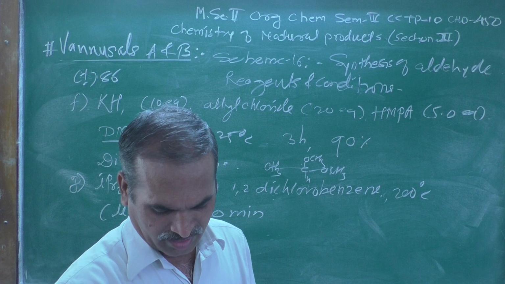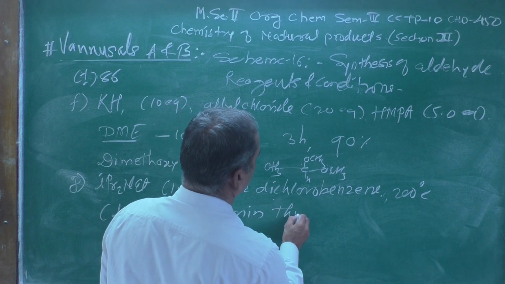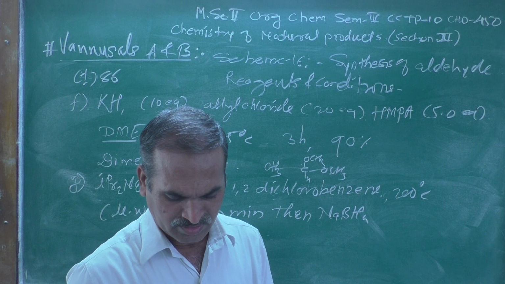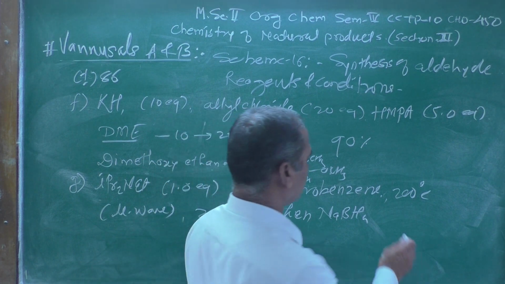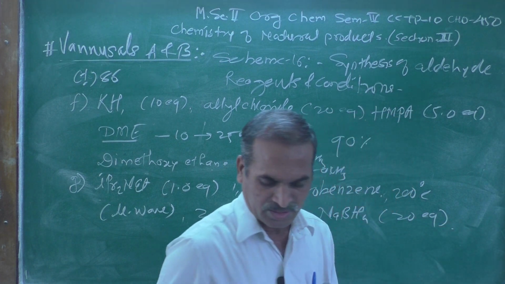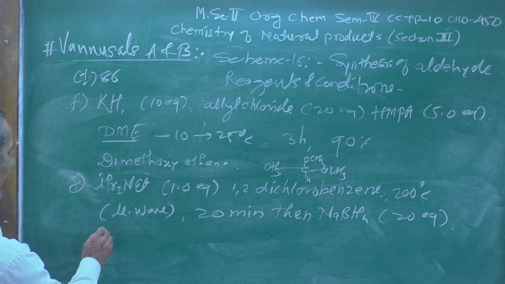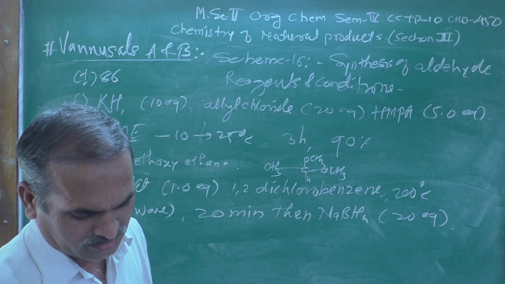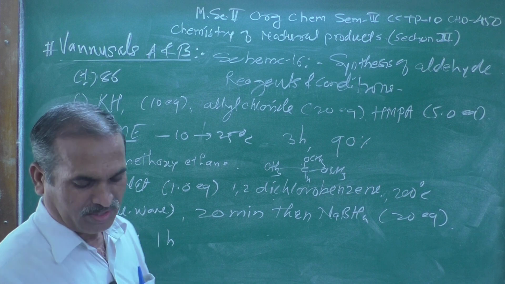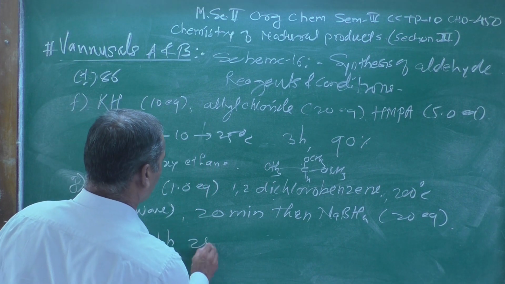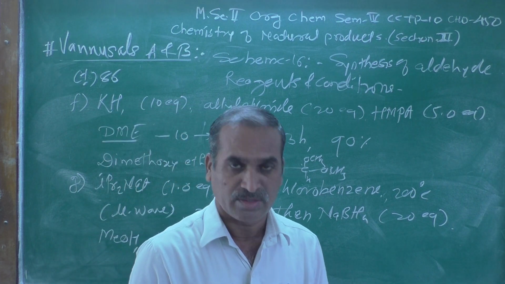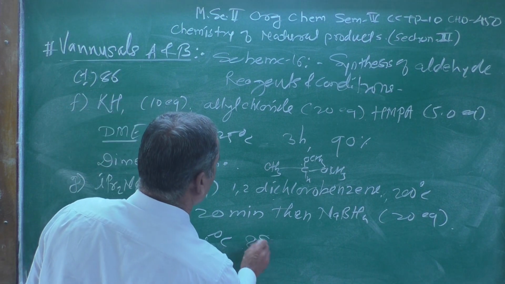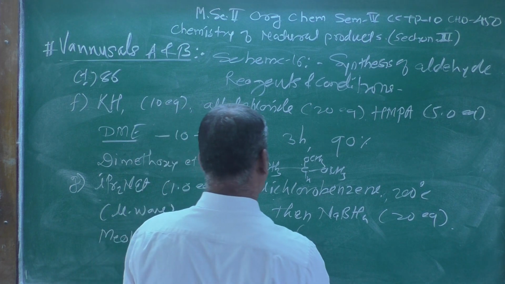Then followed by NaBH4, sodium borohydride, which was taken around 20 equivalent, then followed by methanol, MeOH, and after the MeOH there is 1 hour, and the temperature is kept around 25 degrees centigrade, and the yield obtained was around 88% for the two steps.